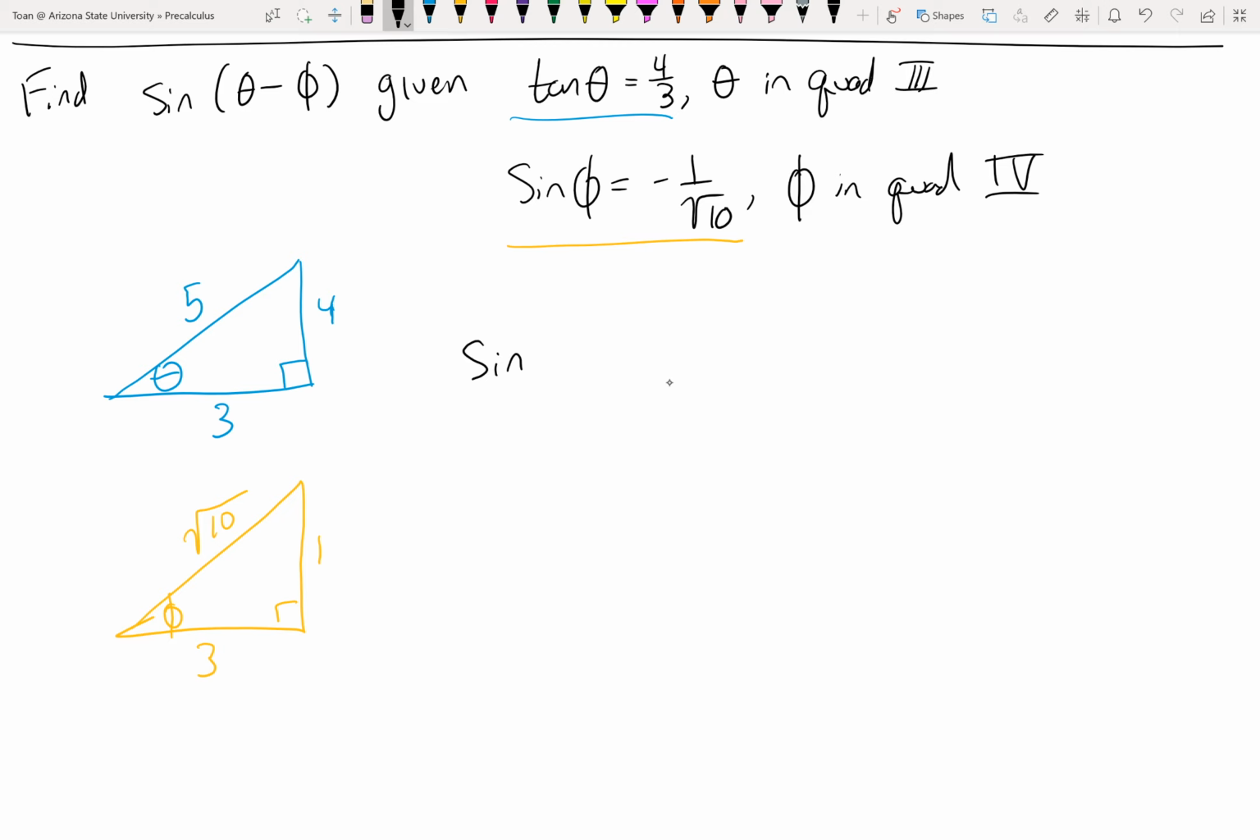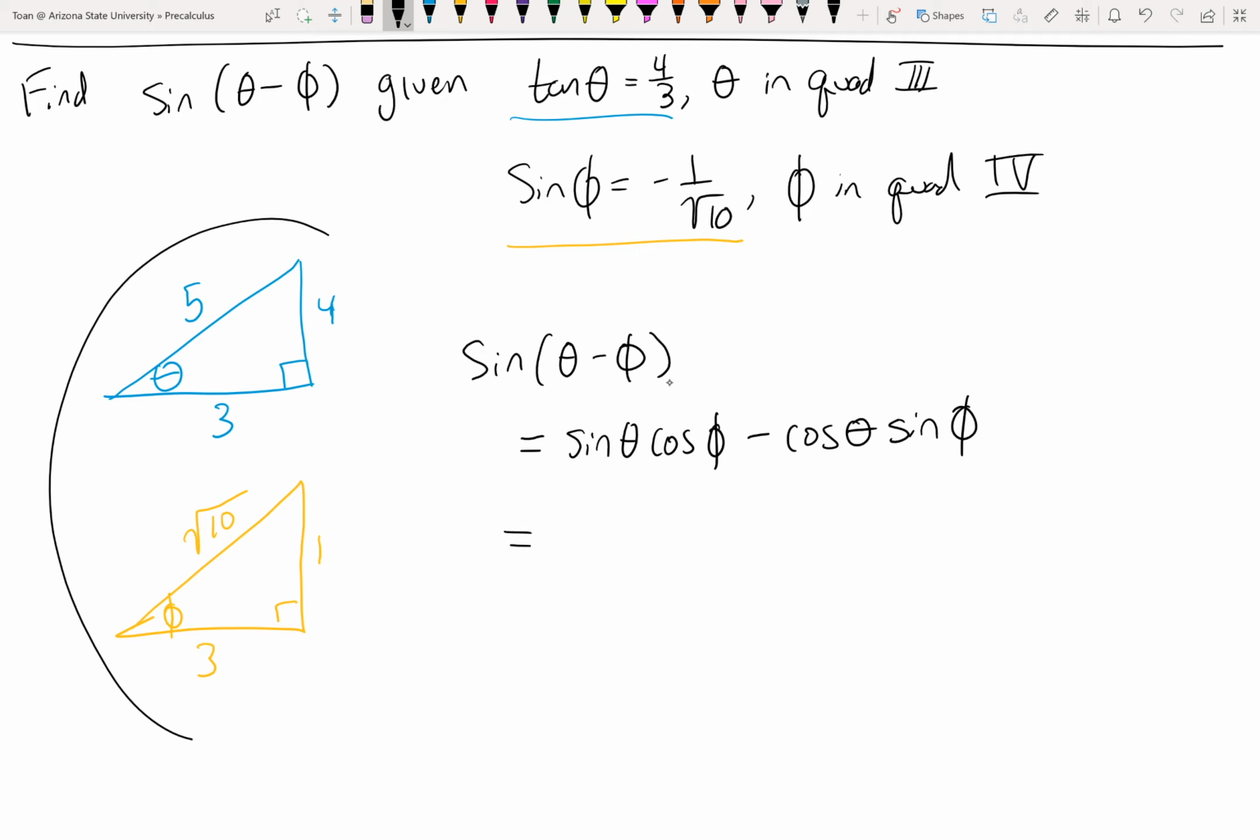We do know, or we should know, that there are identities when there are pluses and minuses inside trig functions. So according to the identity, just looking straight on your reference sheet, sine of a difference is sine of the first angle, cosine of the second angle, minus cosine of the first angle, sine of the second angle. And then now that we have these complete triangles over here, we can fill in the identities.